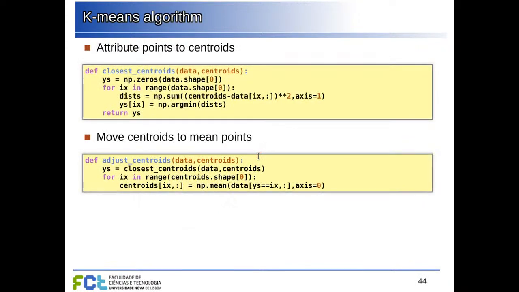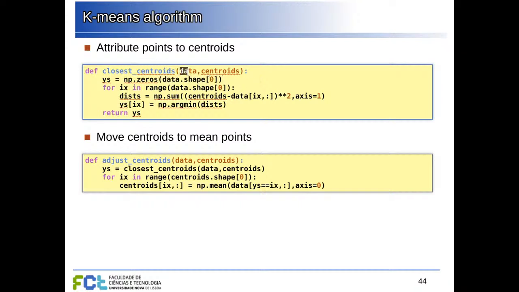So looking a bit more in detail, you will not need to implement this, but I'm going to show the code just to look at this algorithm in detail. One thing that we need to do is to find the closest centroid to each point in our data. So we can start by creating an array of labels. These labels indicate which cluster each point belongs to in our data.